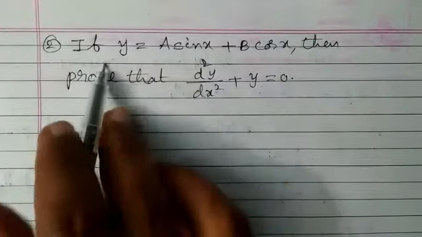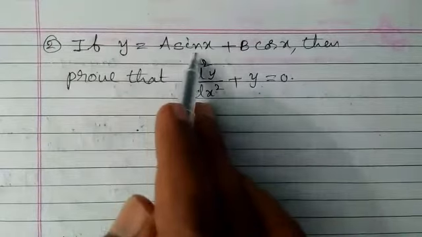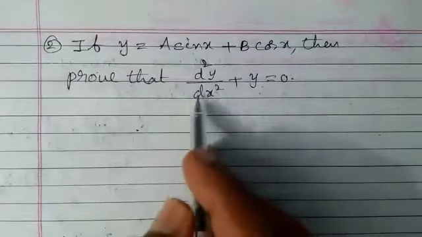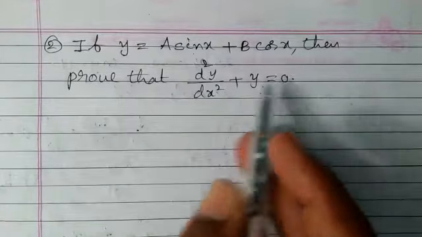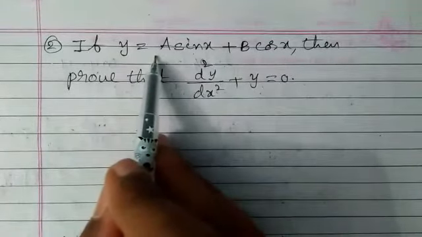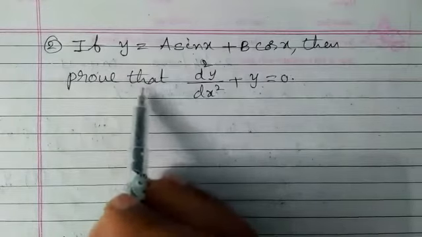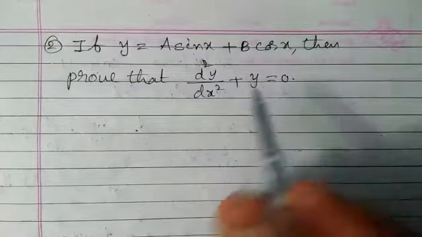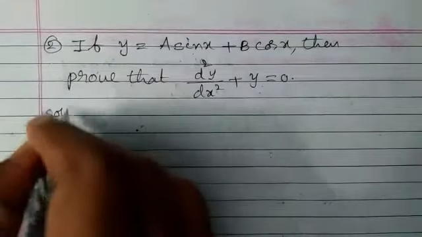Second one: if y is equal to a sin x plus b into cos x, then prove that d square y by dx square plus y is equal to 0. Actually, he has given the function to us and is asking us to prove this condition. Prove means just show this condition. Now first solve this problem.